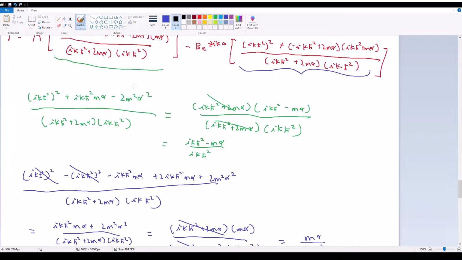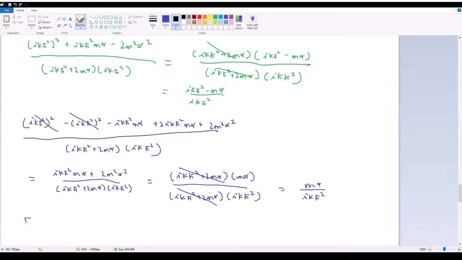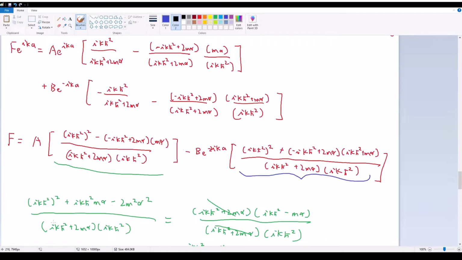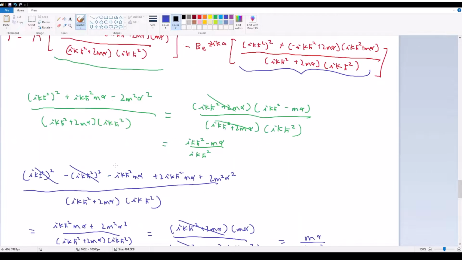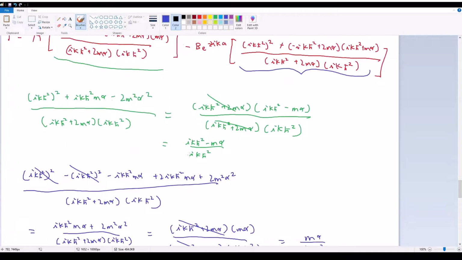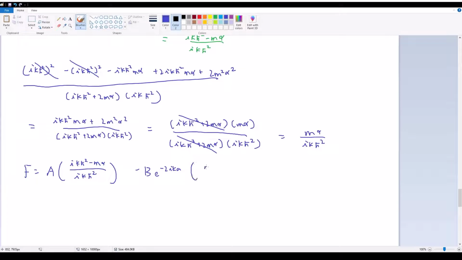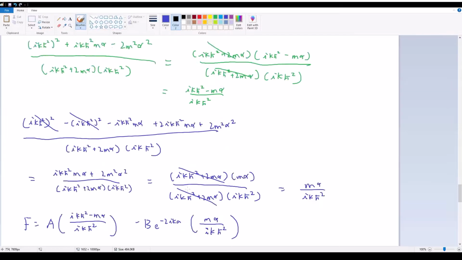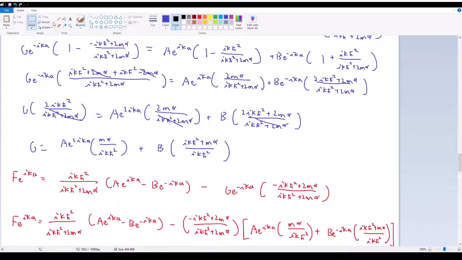So now my f term is f is equal to a times, let's see, the green expression, which is going to be ik ħ² minus m alpha over ik ħ². And then I'm going to be subtracting b e to the negative 2ika. Is that correct? Yeah. And then multiplied by m alpha over ik ħ². Remember, we're trying to get f and g. We already solved for g, so let's move that down.